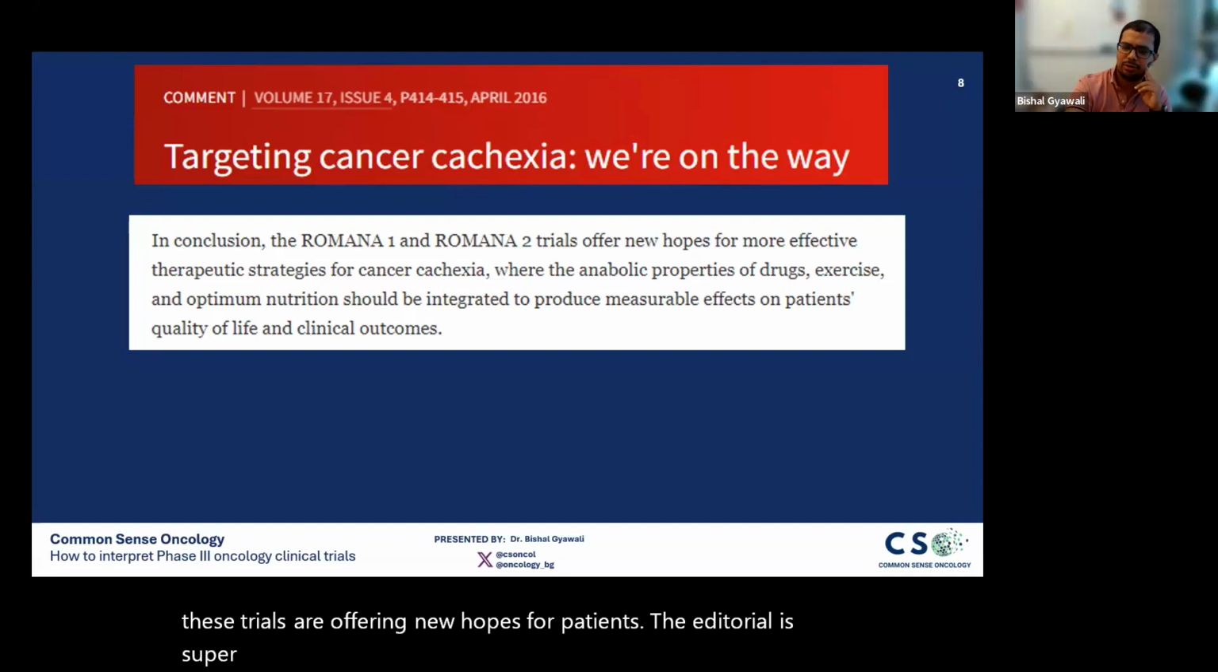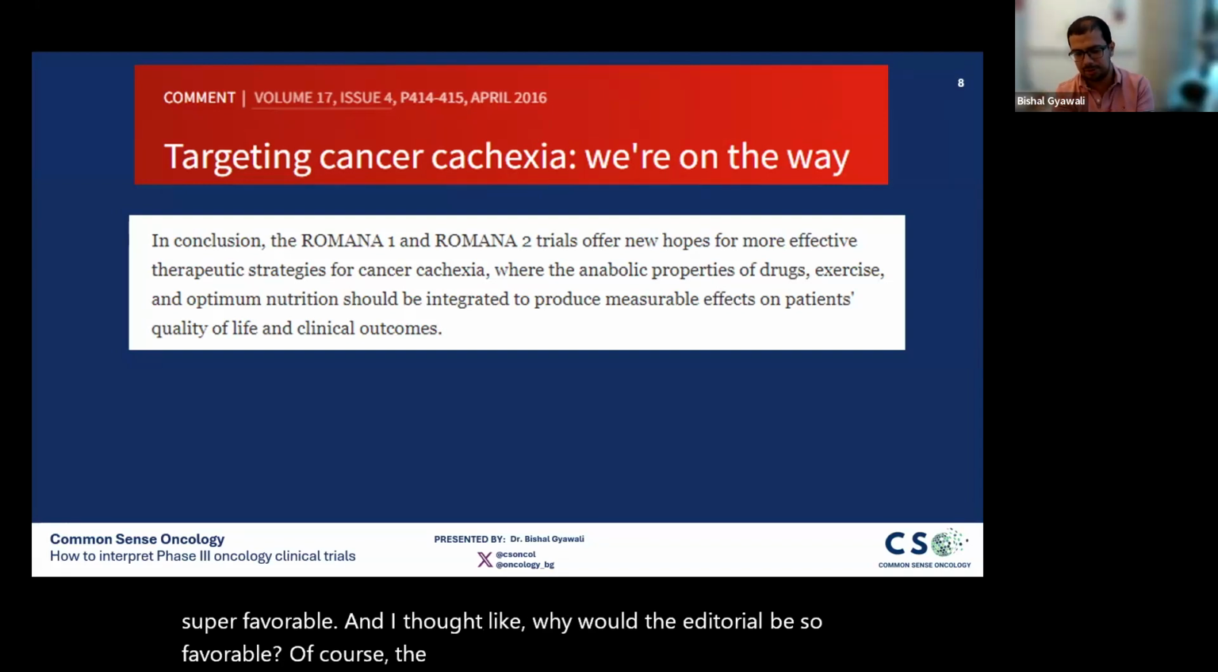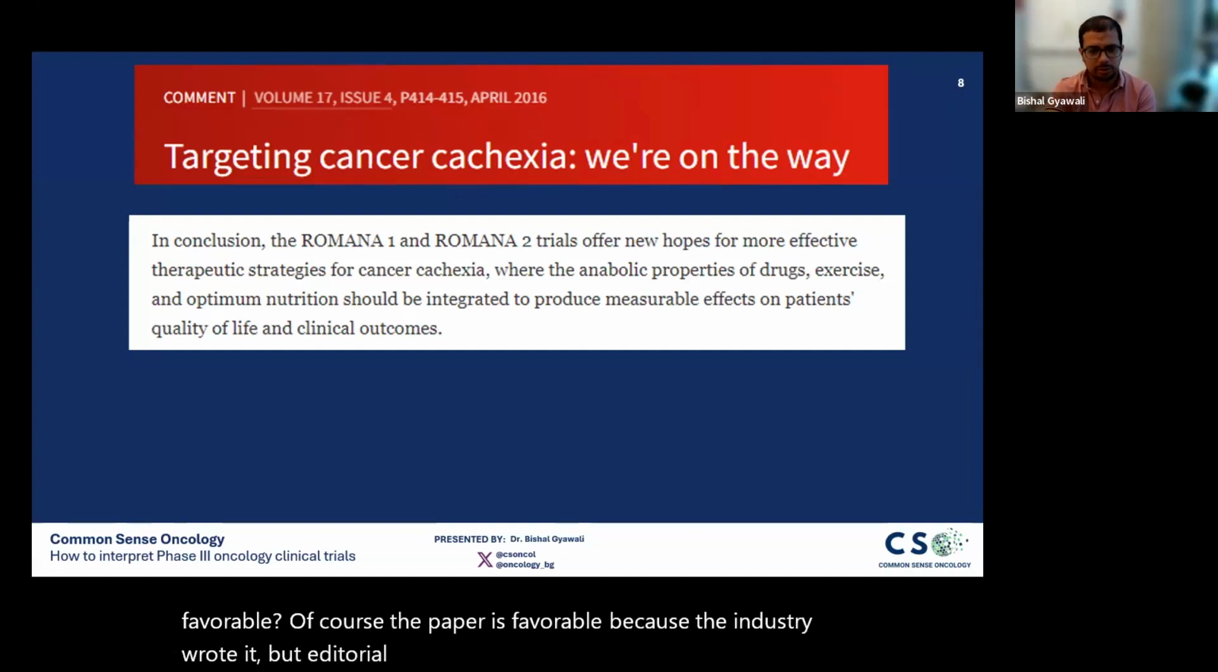And I thought, like, why would the editorial be so favorable? Of course, the paper is favorable because the industry wrote it. But editorial, why is this editorial not concluding correctly?